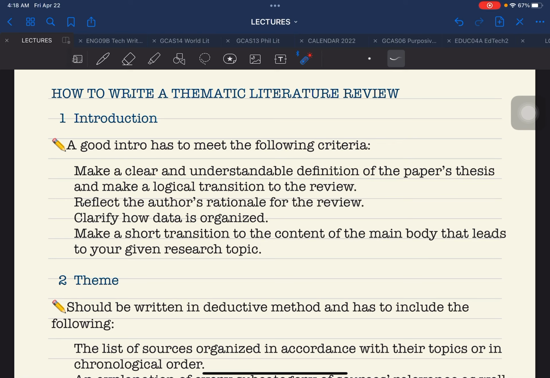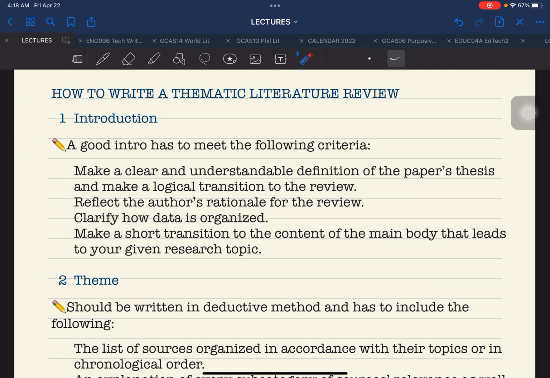The next one, make a short transition to the content. So from the introductory statement, from the introduction, you now transition and go to the content or the main body that leads to your research topic. Okay, after presenting a brief introduction containing the following parts, you now transition and move to the theme.